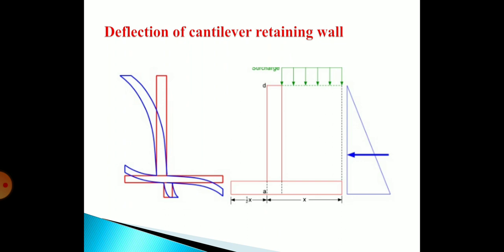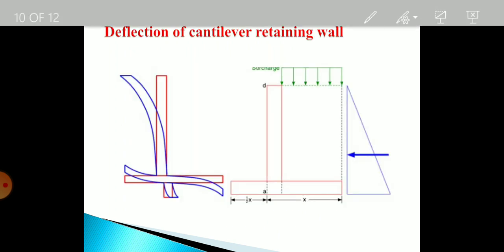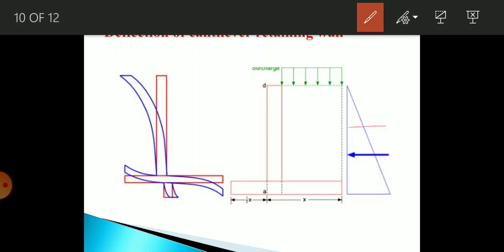So next is deflection of cantilever retaining wall. So you can see this retaining wall is subjected to lateral pressure, that means horizontal pressure in this direction. Due to horizontal pressure in this direction, this stem will be bent in this direction. So this is heel and this is heel and this is toe.